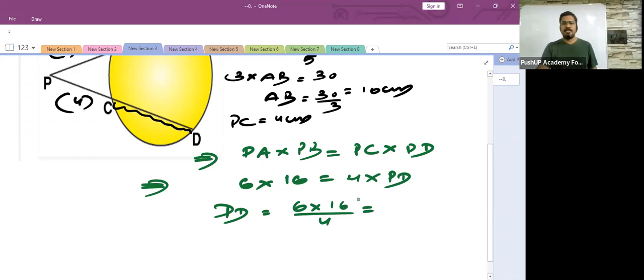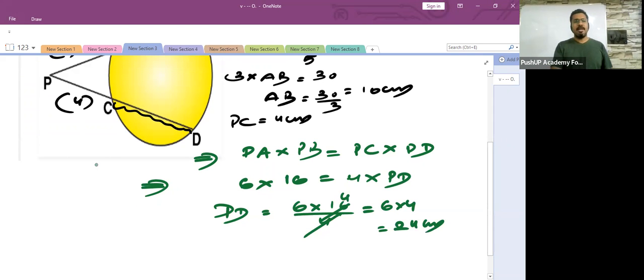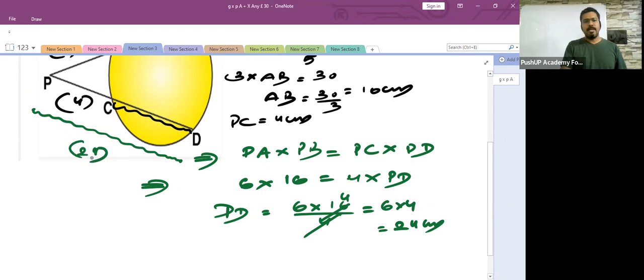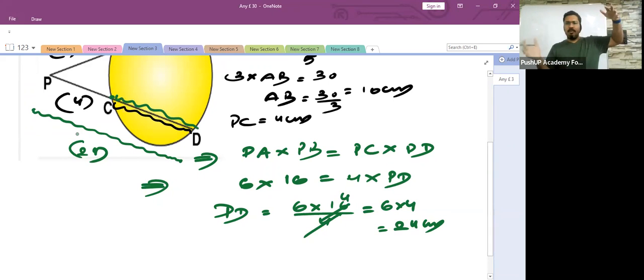And how much is 6 into 16 divided by 4? 24, because 6 into 4 will give you 24 centimeters. But remember, children, you have got the value of PD, which is equal to 24. But they were asking us to find what? Only CD, right? The whole of PD is how much? 24. Out of which, children, how much is this portion? PC is 4 centimeter. You have to find the bigger portion, CD.